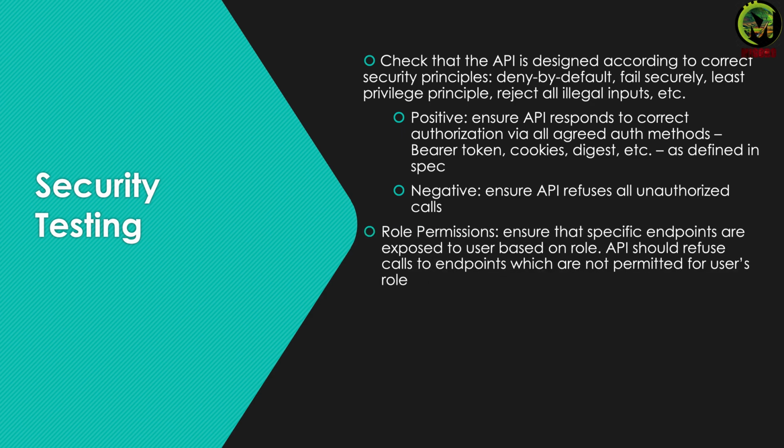One important aspect in security is role permissions. Ensure the specific endpoints are exposed to a user based on his role. It is kind of role-based access control, except that here we are providing the information or acting on it based on the role's access permissions. Check if the specs say if the request should be only on secure web traffic.